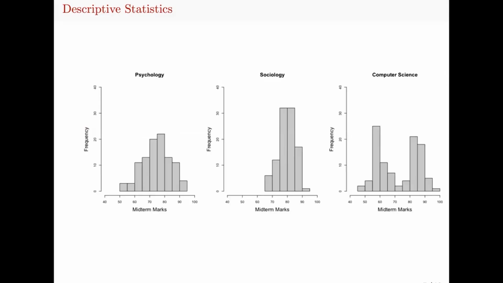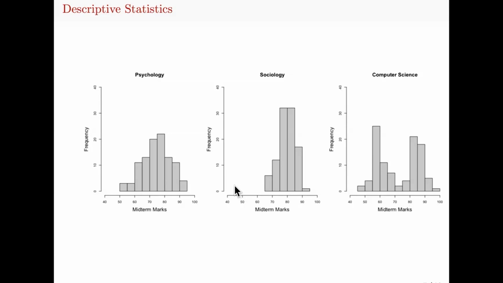As a demonstration of descriptive statistics, I drew these graphs. These graphs show the grade distribution for different classes. The x-axis represents the percentage scores on the midterm exam. The y-axis indicates the number of students within each score range. As you can see, each class has a distinct distribution.